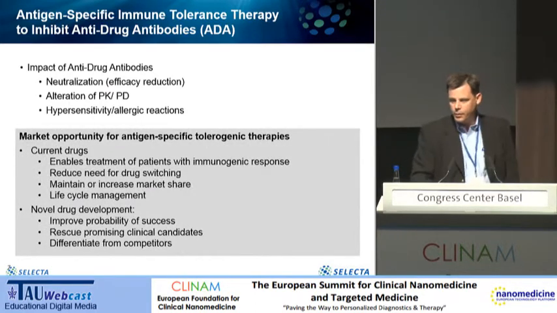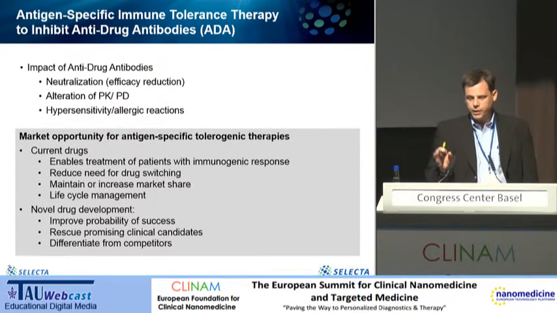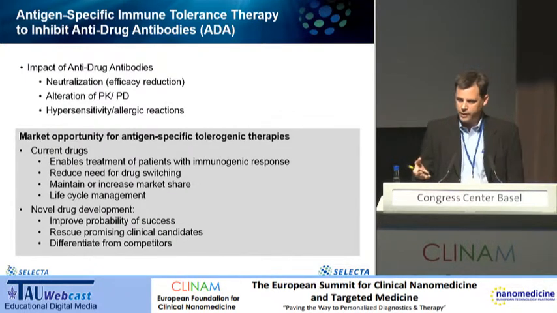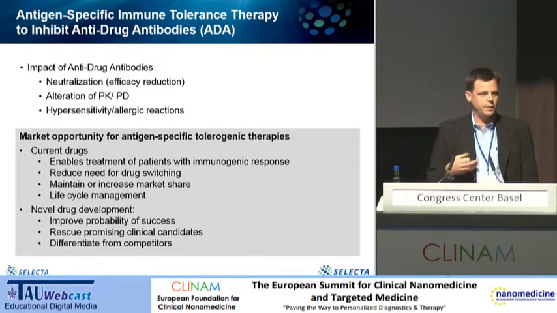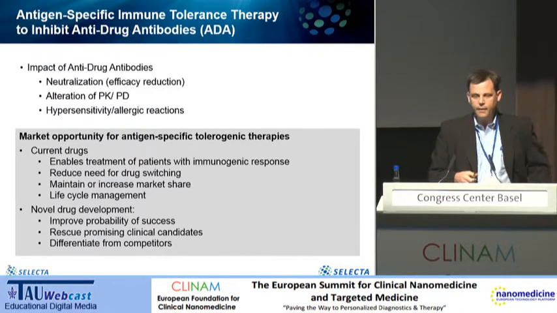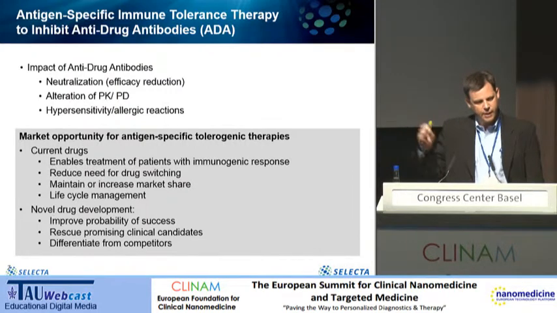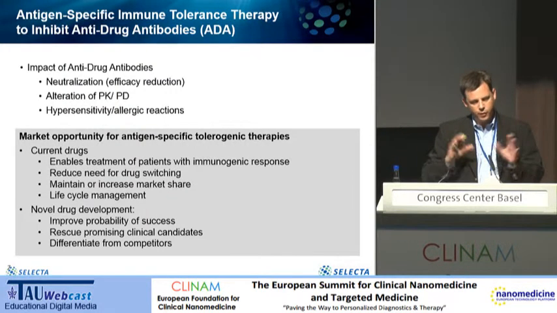So there's a large opportunity for tolerogenic therapies with current drugs or drugs on the market. This enables the treatment of patients that have had immunogenic responses, so you can bring them back in. You can look for what happens. I'll show an example. It's not a drug that we are pursuing. It's more of a proof of concept.